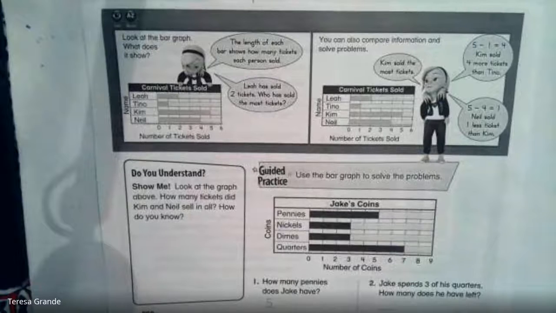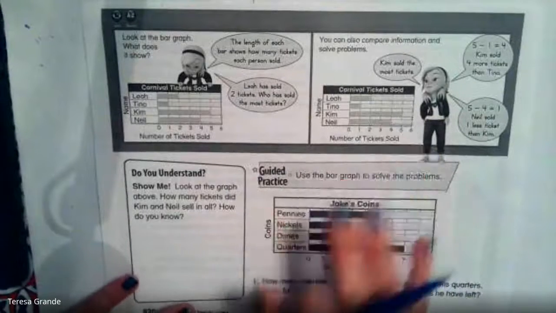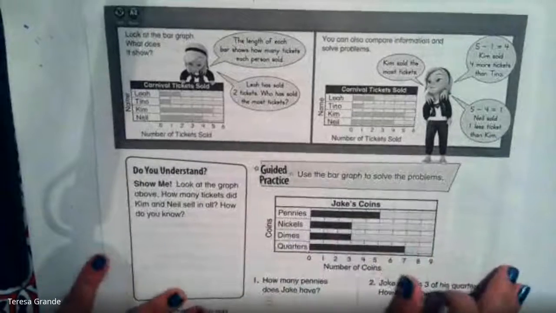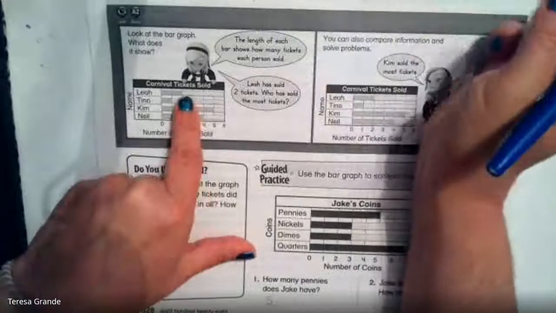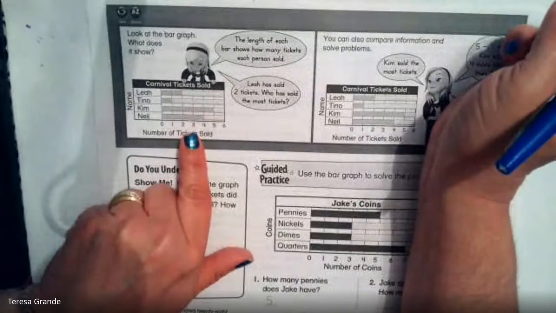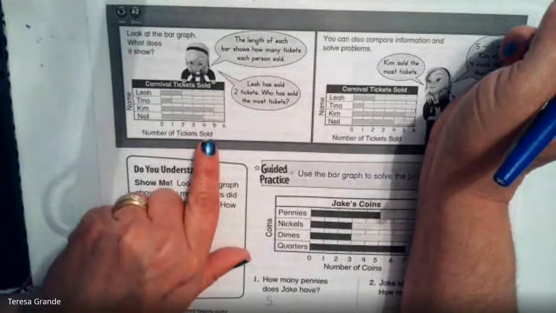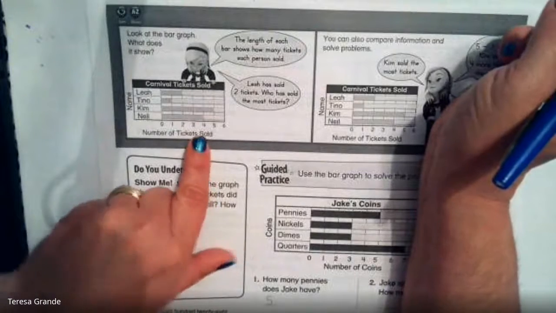In our last lessons, we've learned how to use a picture graph, a bar graph, and a line plot. Today, we're going to take what we know and answer questions about the graphs. So the first thing we're going to do is look at the bar graph at the top, where the girl is looking at the carnival tickets and how many of them are sold.